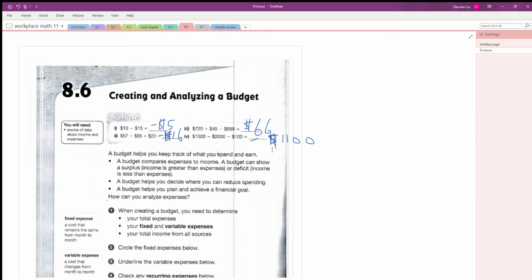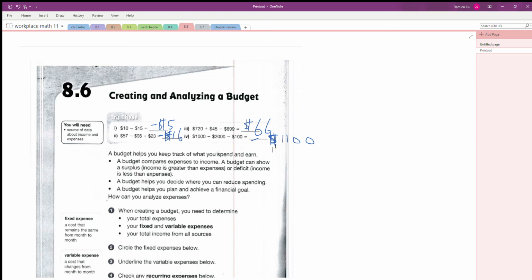A budget helps you decide where you can reduce spending. So when you look at a budget and you figure out where it is that actually you're spending your money, you can then look at where it is that you can possibly spend less. A budget helps you plan and achieve a financial goal. That makes sense. If you want to save for something, then a budget will say, well, I'm going to put aside this amount for this future goal. And so those are all the different aspects of what a budget can do, or what it is.